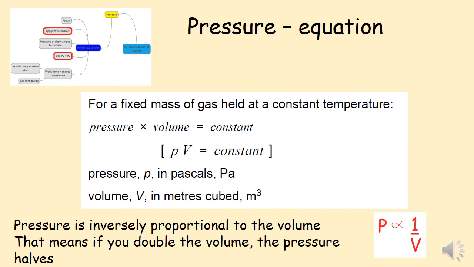Now that equation implies that pressure is inversely proportional to the volume, which means, for example, if you double the volume, then the pressure will halve. And that is written P, then the proportional sign, and then 1 over V.